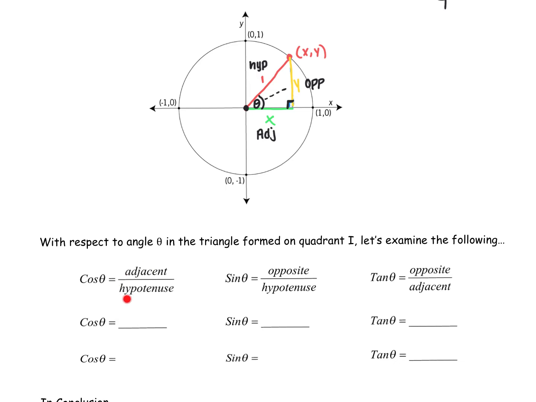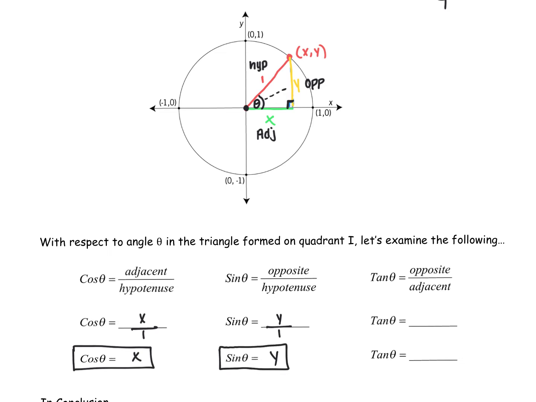So let's analyze what cosine is. Cosine is adjacent over hypotenuse. So adjacent x, hypotenuse 1. So we can conclude that cosine is x divided by 1, which simplifies to x. Now let's do sine. Sine is opposite over hypotenuse. So opposite is y, hypotenuse is 1. So y divided by 1 is simply y. So sine of theta is y.